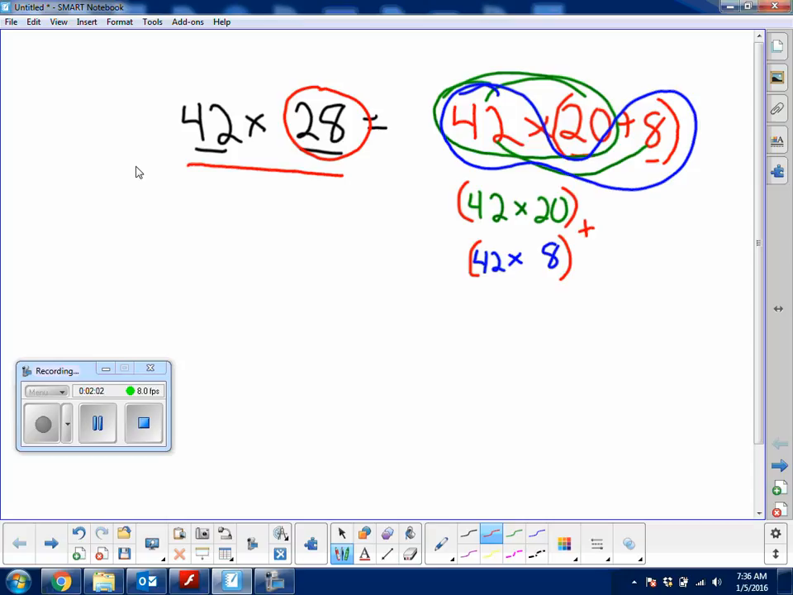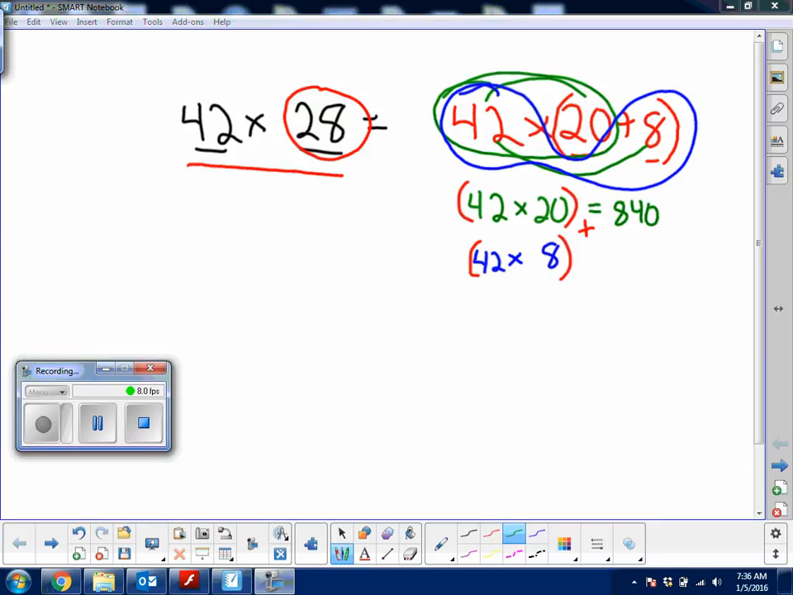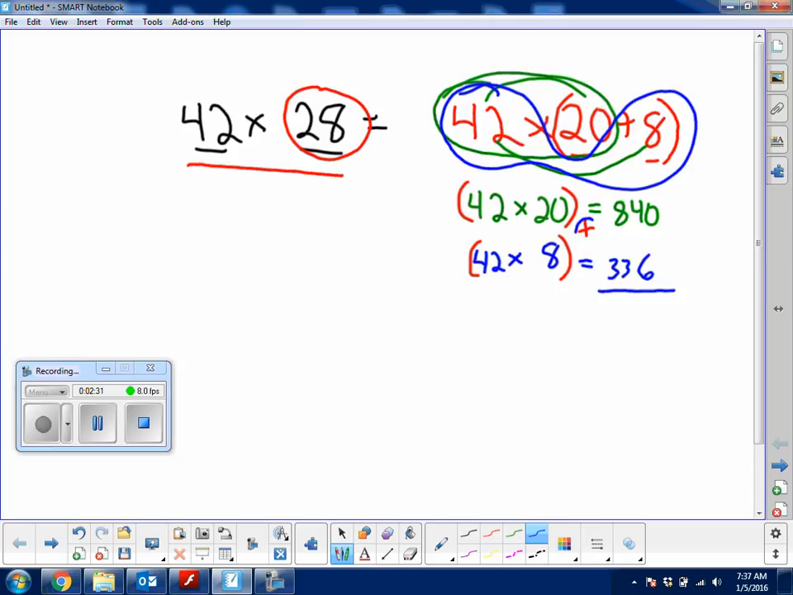So now I can solve 42 times 20 and 42 times 8. Well, I know that 42 times 20 equals 840. And I know that 42 times 8 equals 336. So now the last thing I have to do is figure out what these two numbers are added together. So I have 1,176.